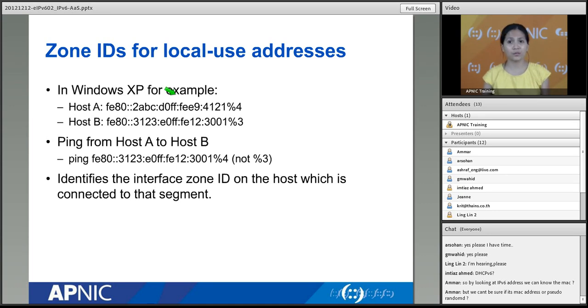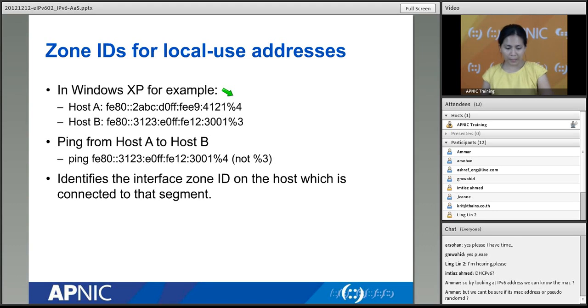By default, Windows machines, and I think even the latest versions of Mac OS X, are using pseudo random, but Linux and older versions of Mac OS X are using EUI64 by default.